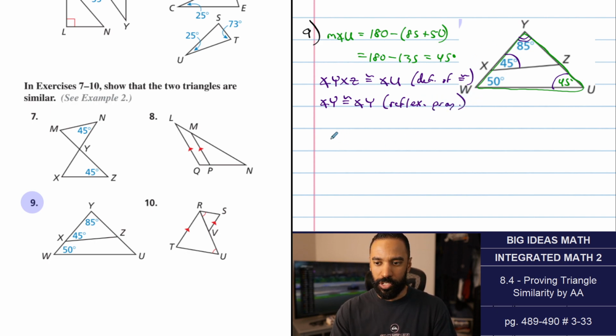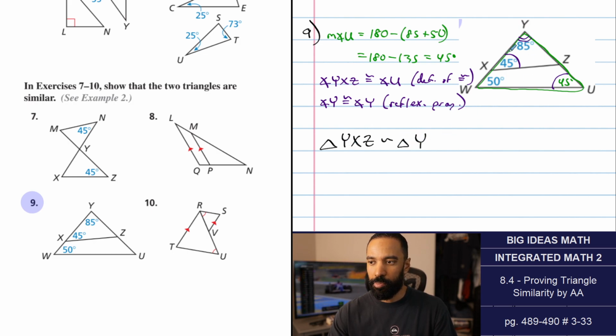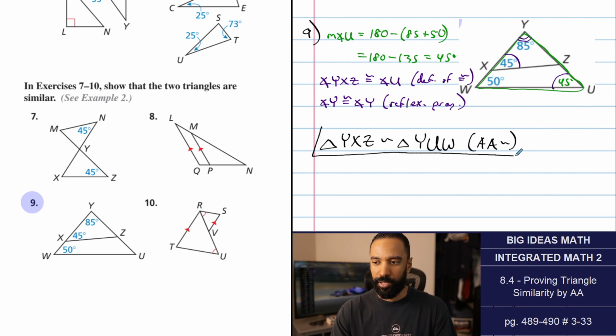So these two triangles are similar. Now be careful on which parts you correspond. If I started with YXZ, YXZ is similar to triangle Y corresponds in both, but it's not WU because X corresponds with U, so YUW. YUW, this is angle. Of course, all of these are. I think that's the point.